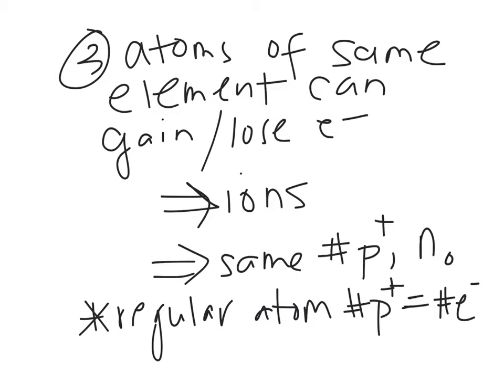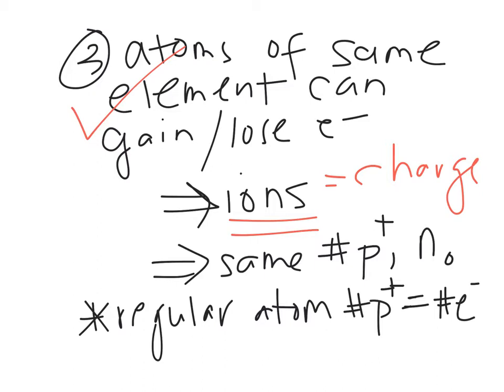So lastly, we can have atoms of the same element that gain or lose electrons. Now you still have the same element, but you have an ion, and that ion has some sort of charge associated with it. These atoms of the same element still have the same number of protons and the same number of neutrons. If you have the regular atom, the number of protons and the number of electrons are the same. So that means overall you have 0 charge. The positively charged protons cancel out with the negatively charged electrons.